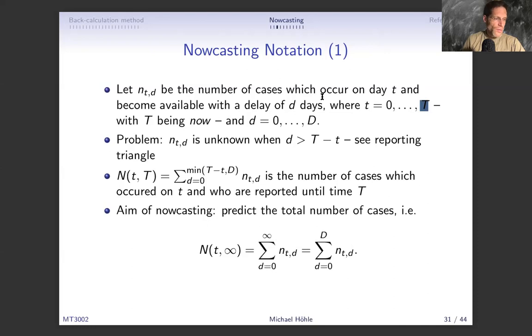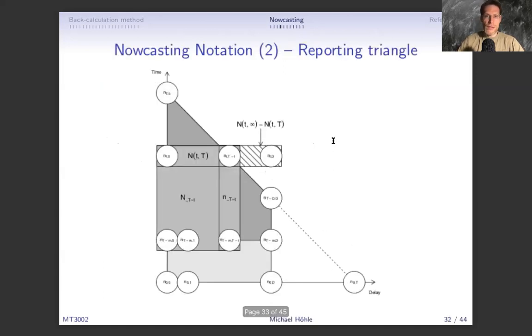So today it would be the 20th of June, it would be now. So that would be capital T, and T minus 1 would be the 27th of June, and so on and so on. So one problem is that if we have the N_{t,d} available, well, if the delay is greater than capital T minus small t, then actually this observation will be unknown to us at the moment, because it's simply not reported yet in our database.